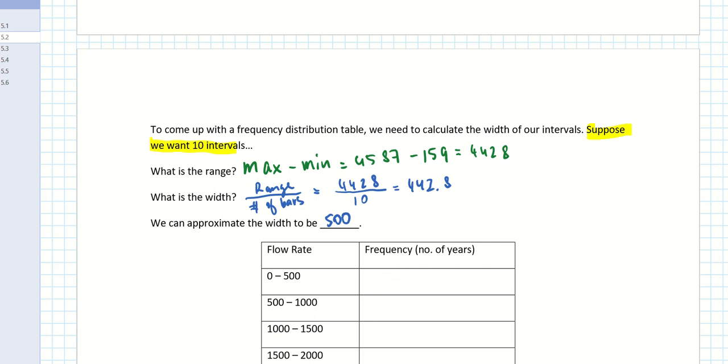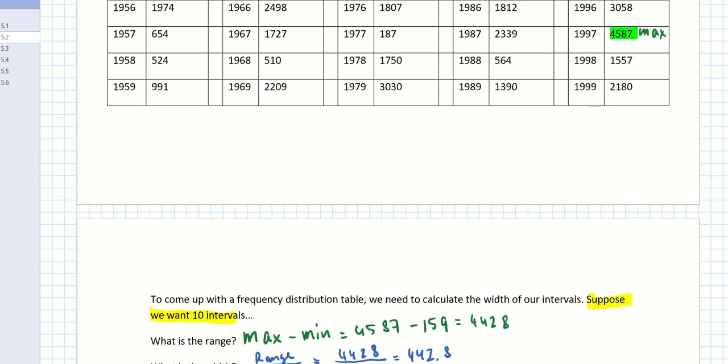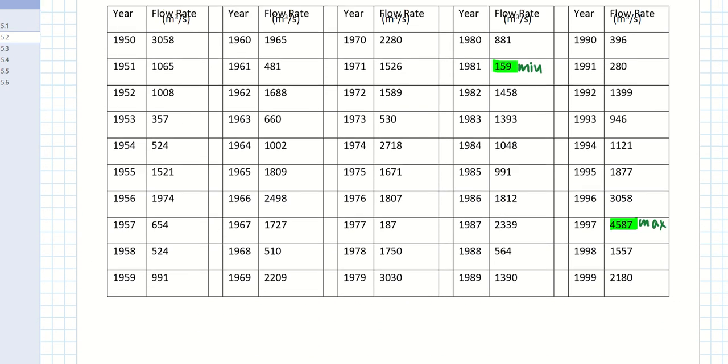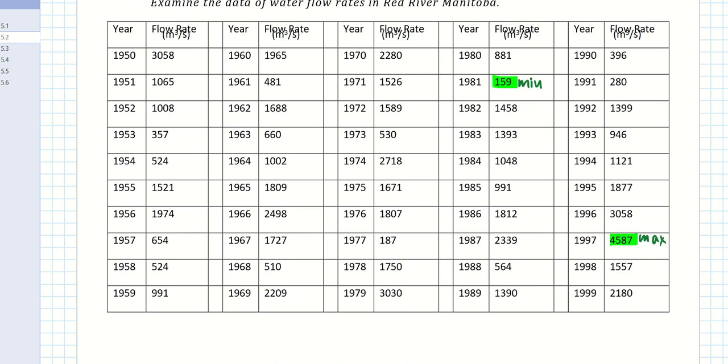So the next step is to then go to the data table up here, read through all the values for the flow rate, and pick the ones that are between 0 and 500. And this is pretty tedious to do by hand, but you need to understand how it actually works. So we're going to start with the first column. I'm going to go through it and see any values that are between 0 and 500. So here's one, right? This is going to be from 0 to 500.